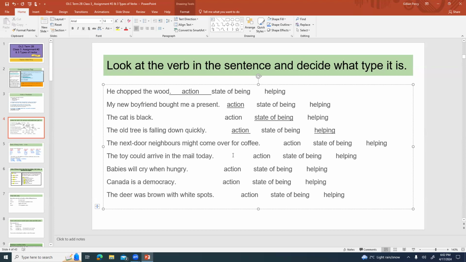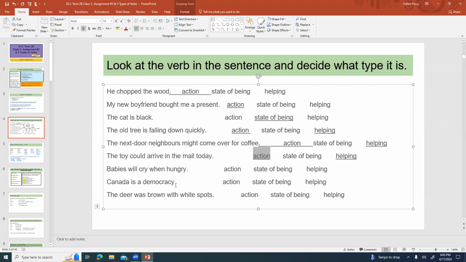The next door neighbors might come over for coffee. Might and come are both verbs. Might is a helping verb. Okay. And then come, like as in come over, I would call that an action verb, basically. The toy could arrive in the mail today. Could and arrive are our verbs. Could is a helping one, right? It's talking about the condition of something. And then arrive is an action verb.